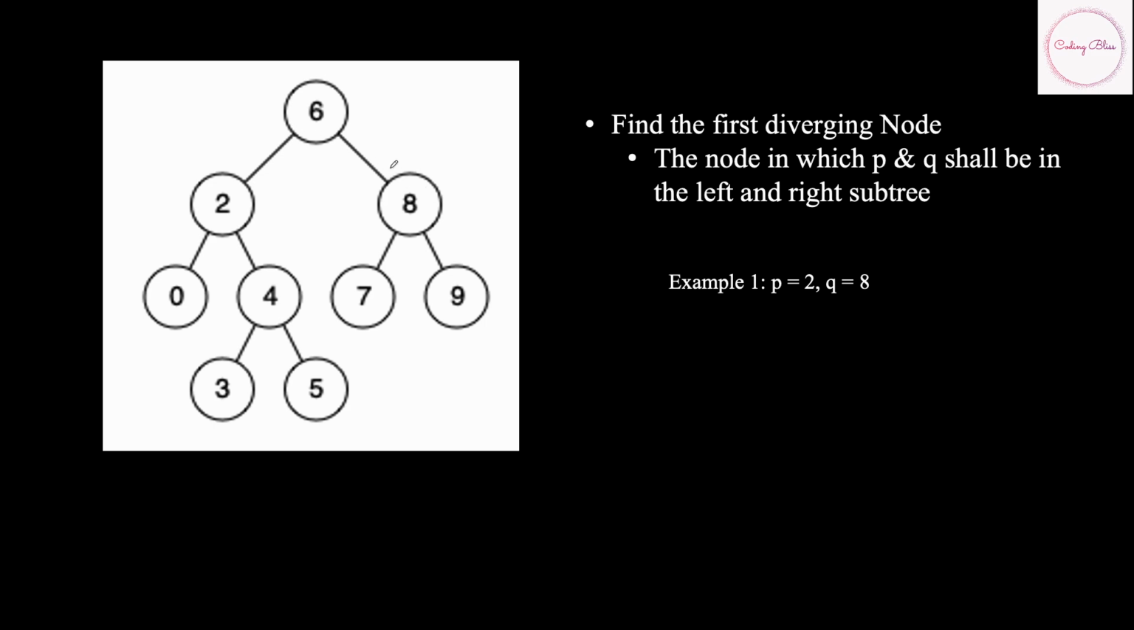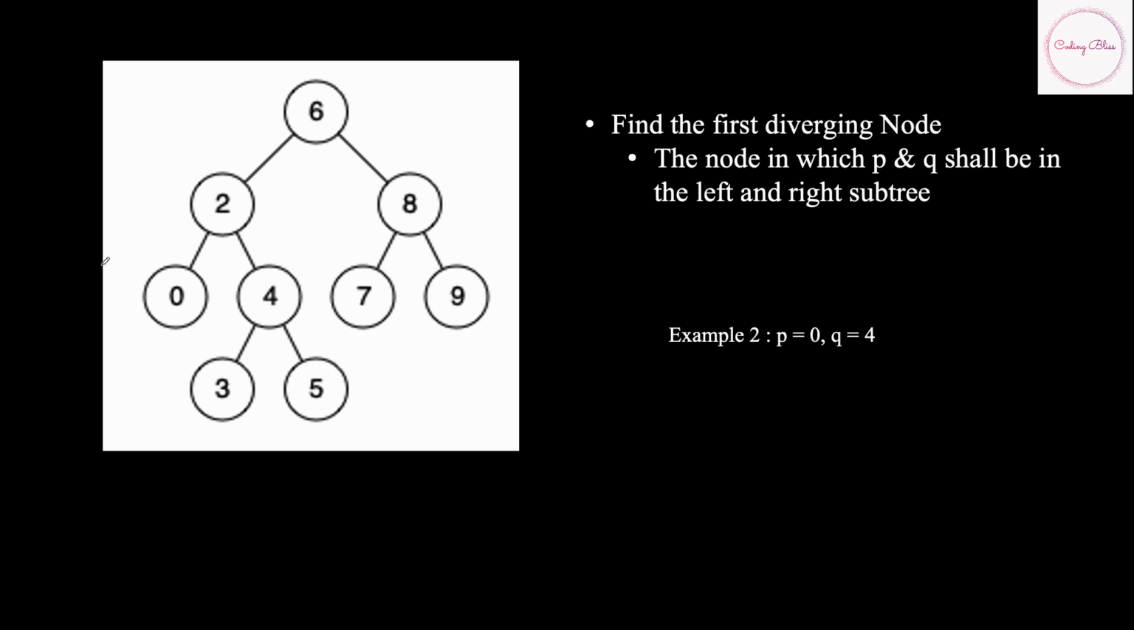The idea is that we have to find the first diverging node. By the diverging node I mean the node in which P and Q lie in the left and right subtrees respectively. So both P and Q should be in different subtrees for that particular node. If you take 2 and 8, 2 is in the left and 8 is in the right subtree. So that means 6 is the lowest ancestor. It cannot go above, because this is a very basic example.